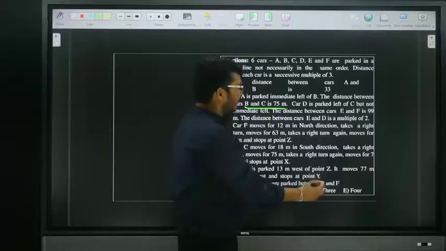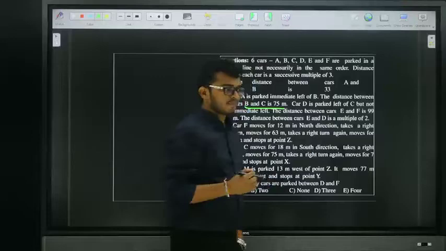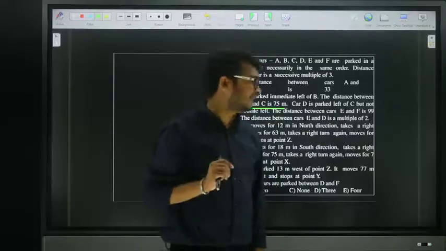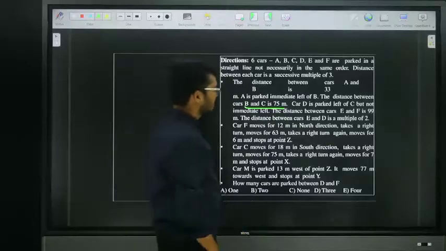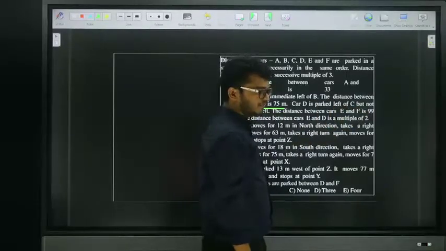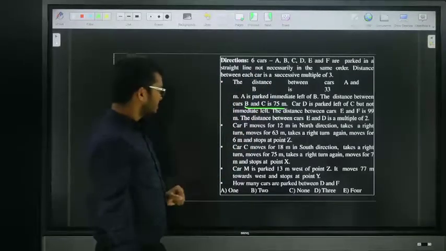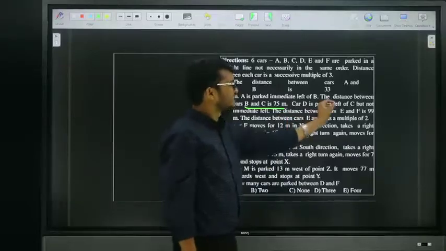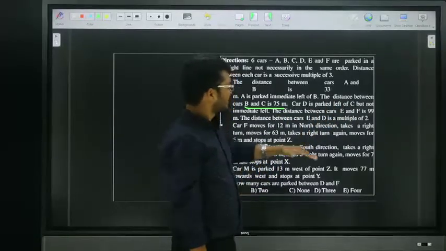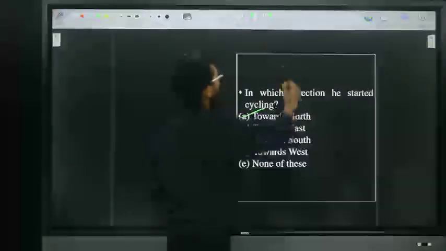Next, car D is parked left of C, but not immediate left. The distance between car E and F is 99 meter. Next, the distance between car E and D is a multiple of 2. Friends, till now, all this information is regarding the arrangement only.